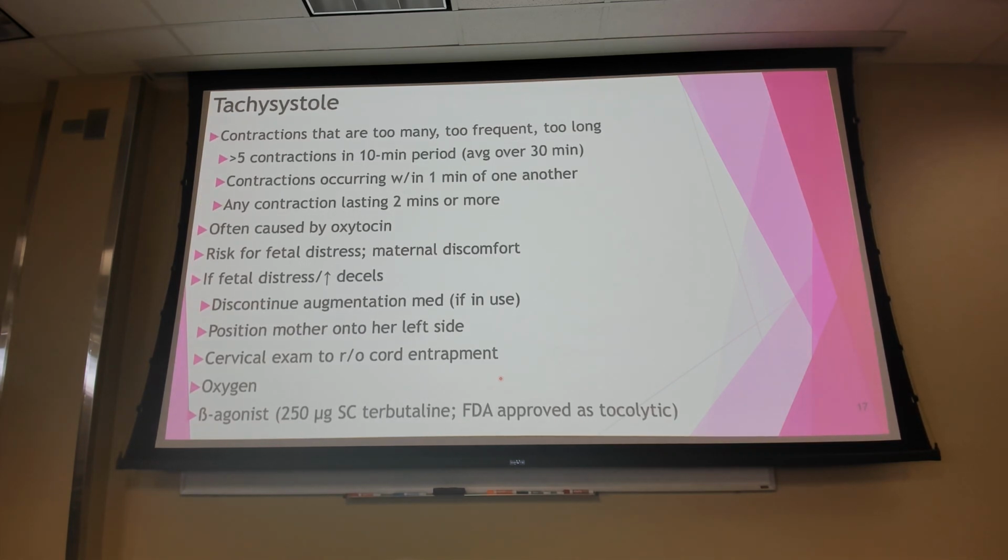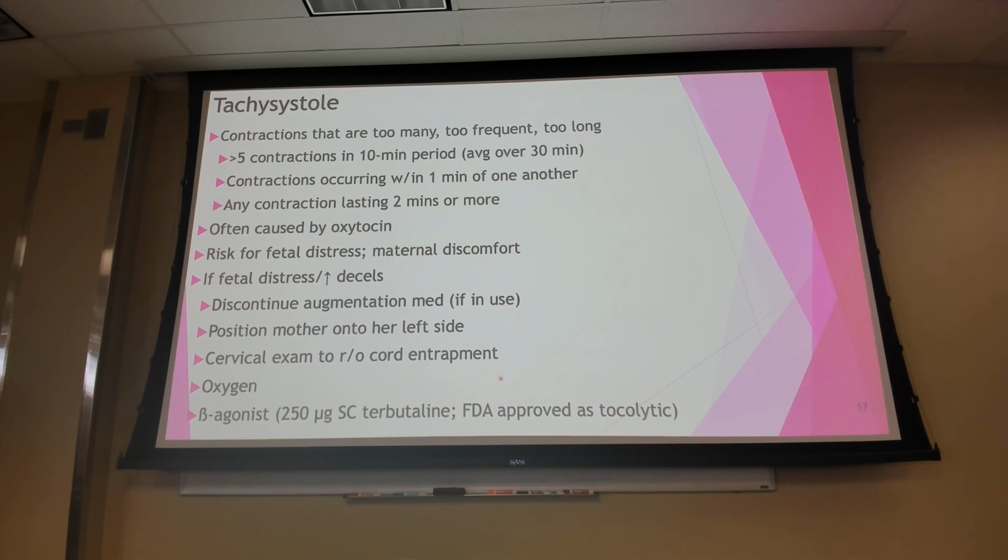All right. There is something called tachysystole. Tachysystole: contractions are too much. We don't need augmentation. We need to actually take some of that away if we're giving Pitocin. We are having contractions too often, they're lasting too long, and they're having too many of them.